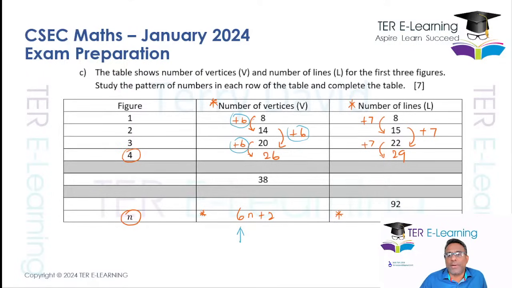Right, somebody's asking how we got the 2. You have to plug in some of the numbers in your table. So you can plug the 1 into your formula and make sure you get 8. Plug in 2 into the formula and make sure you get 14. Plug 3 into the formula and make sure you get 20. That's where that 2 came from. You have to figure that piece out.